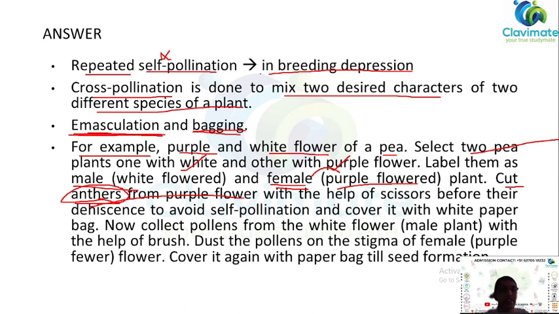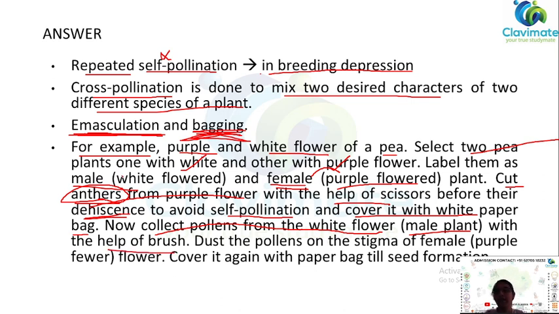You have to cut with the help of scissors before the anthers mature or dehisce. Dehiscence is the maturing of the pollen and release of the pollen. So before that you have to cut the anthers so that no self-pollination occurs, and cover the flower with a white paper bag. This process is called bagging. So you have to do emasculation and then bagging. And now you have to collect pollen from the white flower, that is the male plant, with the help of a brush.